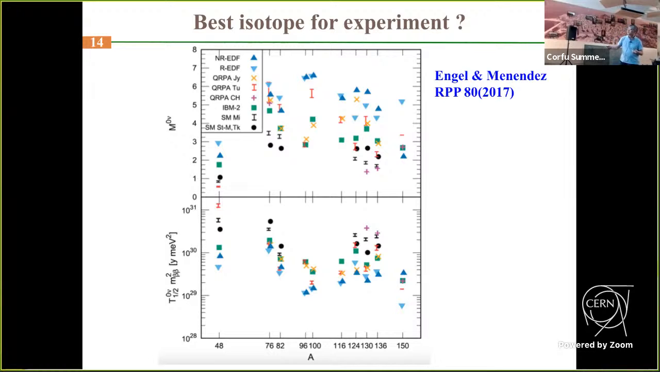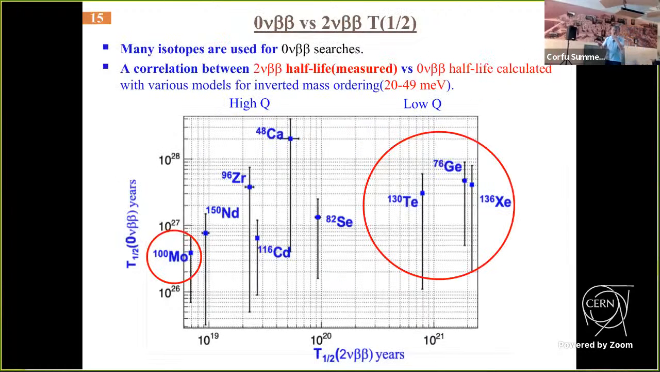Neon 150 is lower than neodymium, but it has a difficulty in the experiment. So which isotope is best for the experiment is a question on the experimentalist side. It's the most important question we always ask ourselves: why do this experiment? Actually, I was interested because all the double beta decays are already measured and determined with very high accuracy.